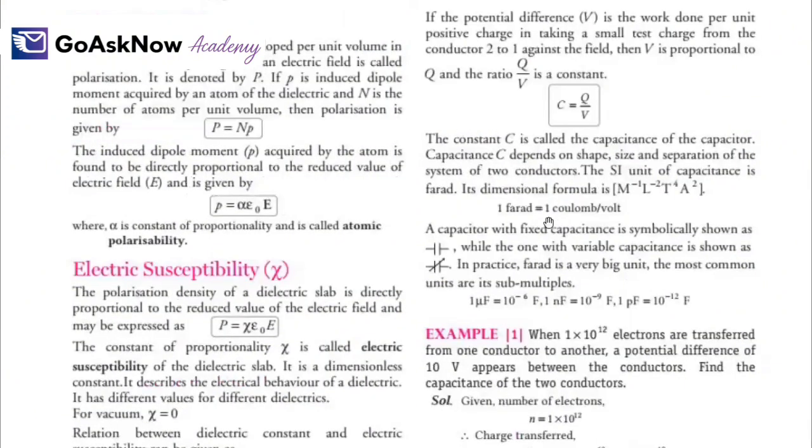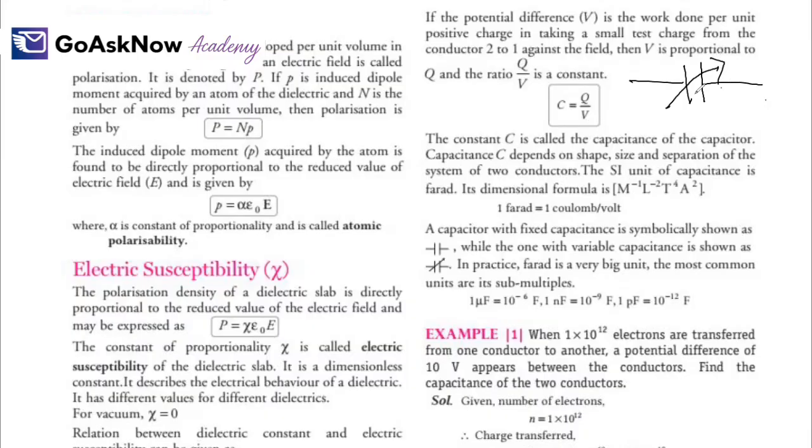A capacitor with fixed capacitance is symbolically shown as two plates. The one with variable capacitance can be shown like this: if you have a variable capacitance value, it is shown with a cross line through it.